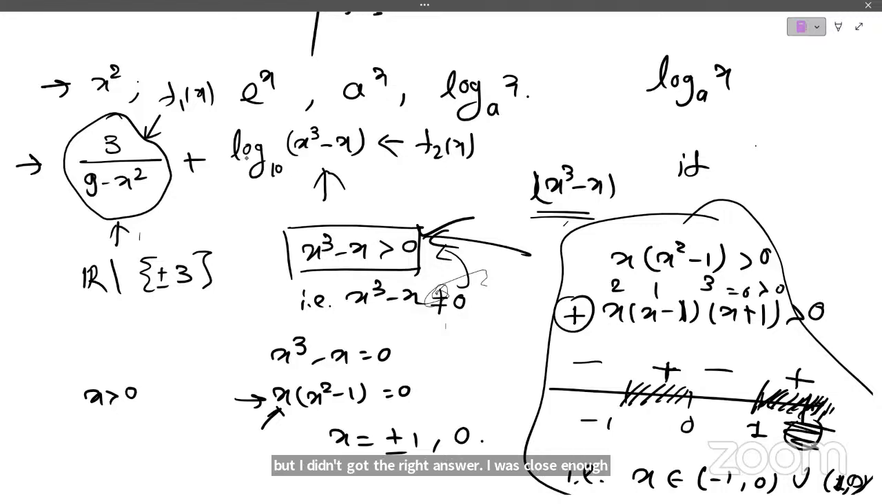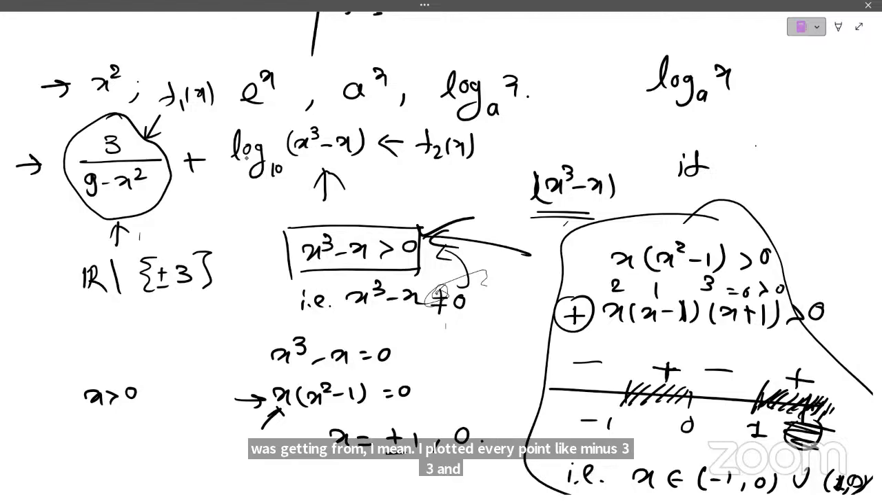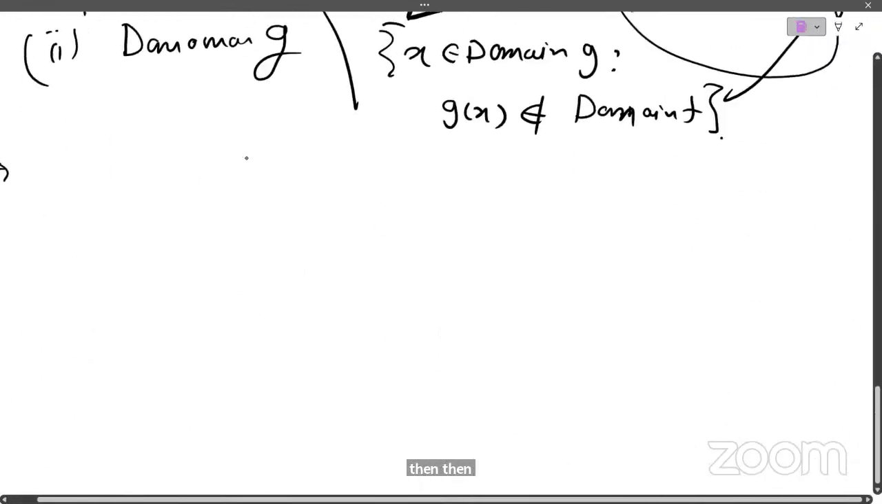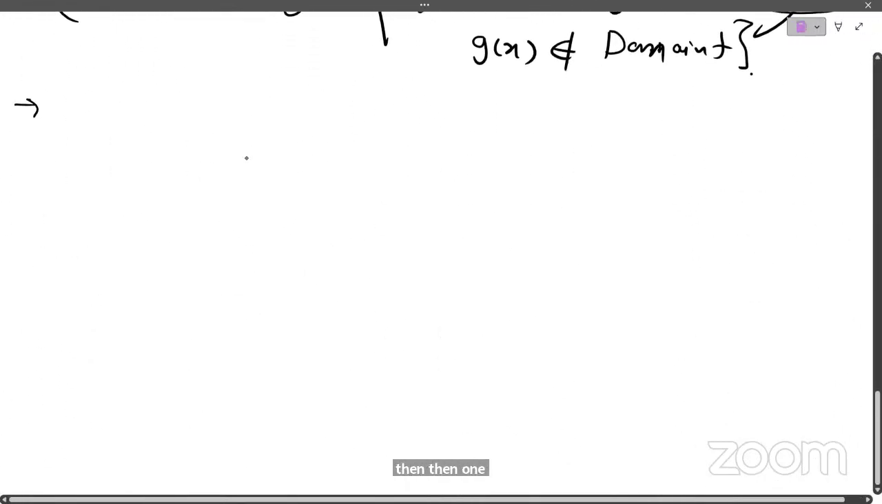I plotted every point like -3, 3, and 1, and I was getting from -infinity to 0, and then 1 to 0. That's not the correct approach. Okay, let me introduce something. So this is the sum of two functions, right?